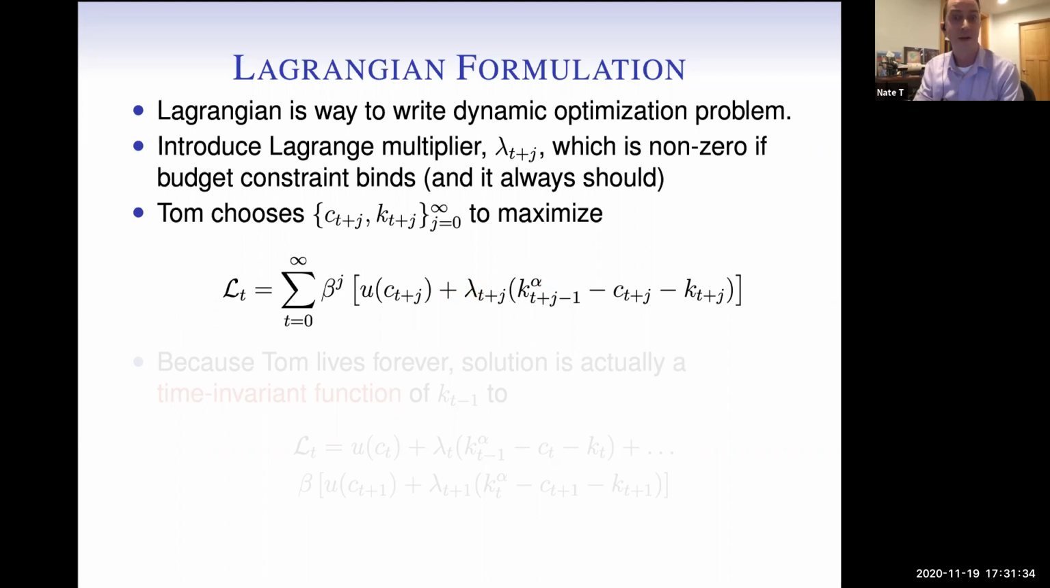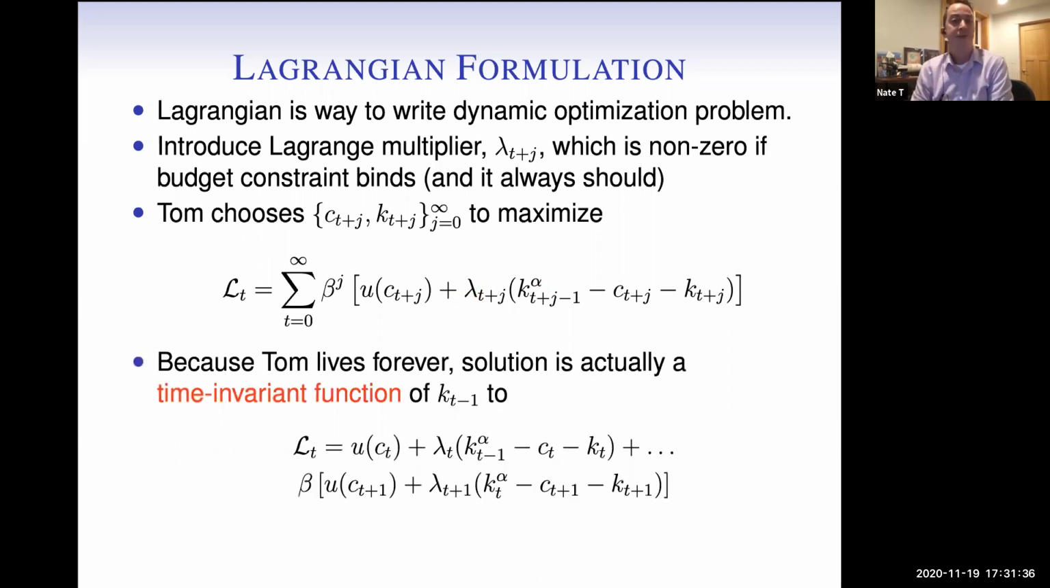And then there's a shortcut we can take, because Tom lives forever. His planning horizon is always the same. It's always infinite. And so the solution to this optimization problem is actually a time invariant function, which means that no matter what month it is, this month, next month, 2 months from now, 3 months from now, given his investments, K_{t-1}, the function that describes his consumption is always going to be the same function. It's always going to have the same shape, and the same relationship to the input K_{t-1}.